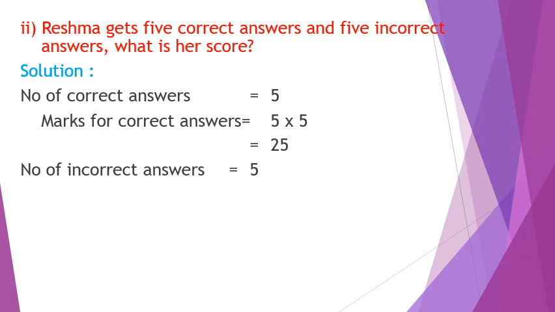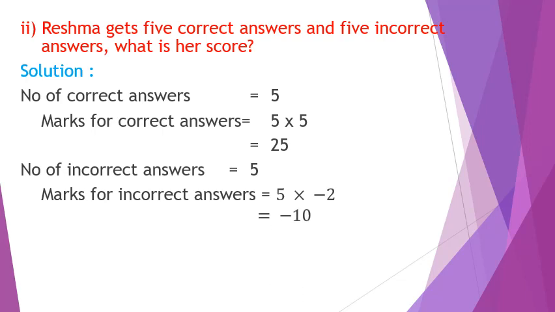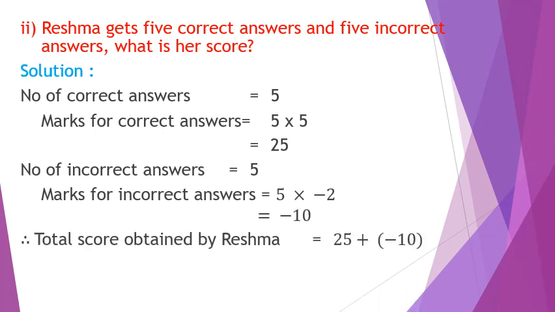Number of incorrect answers equal to 5. So, marks for incorrect answers is 5 into minus 2 equal to minus 10. Total score obtained by Reshma is, you can add both the marks, that is 25 plus minus 10 gives 15. So Reshma got 15 marks.